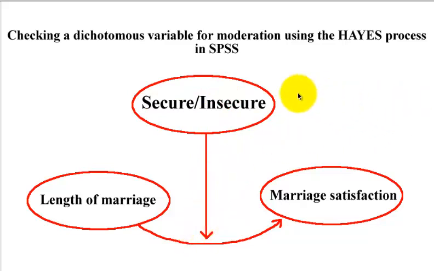And in a nutshell, a dichotomous categorical variable is considered a moderator between two continuous variables if the relationship between length of marriage and marriage satisfaction is significant for one group but not the other. So let me repeat that real quick. If the correlation between length of marriage and satisfaction is significant for the secure people but not for the insecure people, that would by definition make this variable, secure or insecure, a moderating variable. Okay, that's it. So let's get to town, Brown.